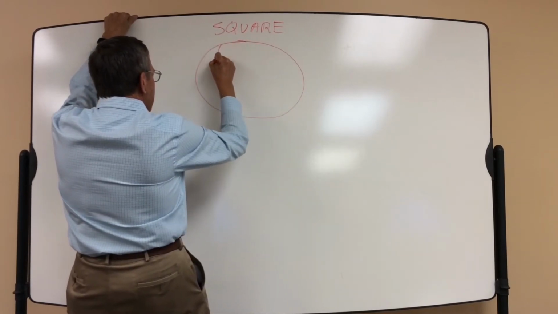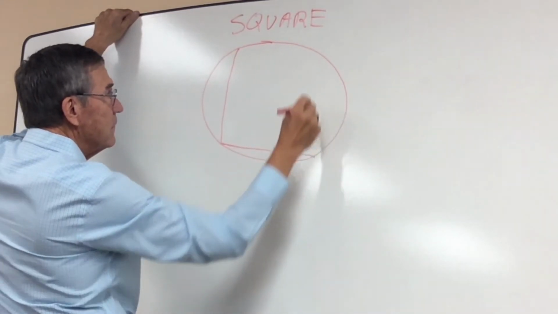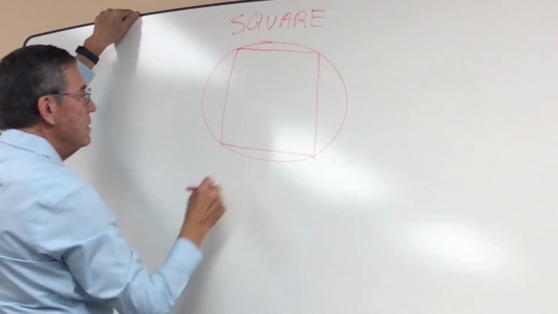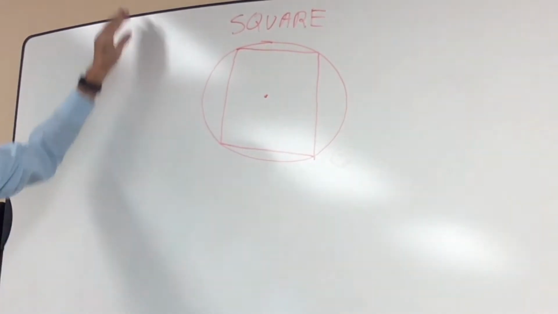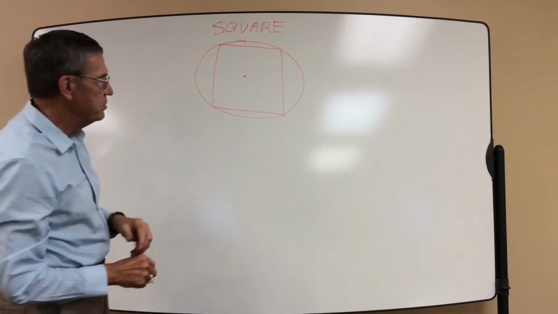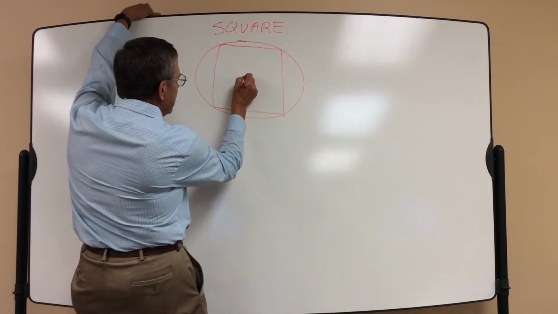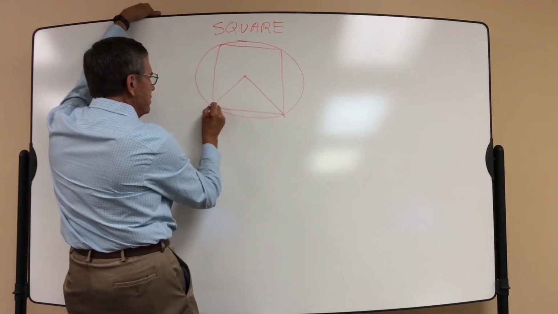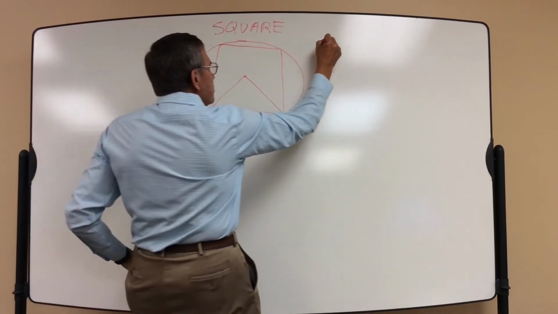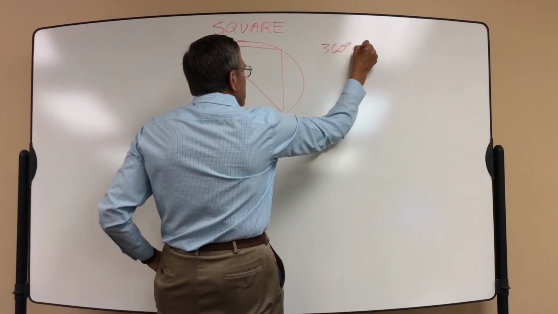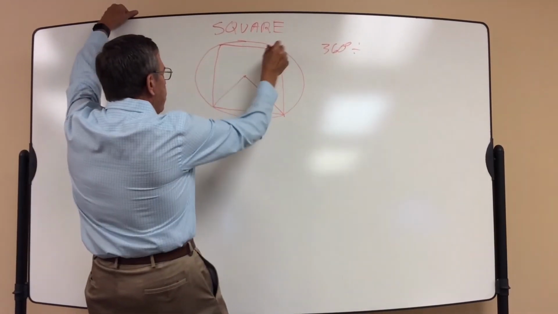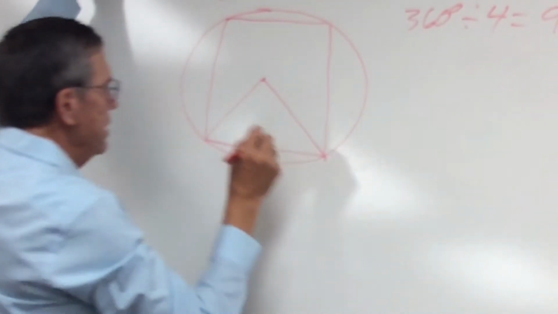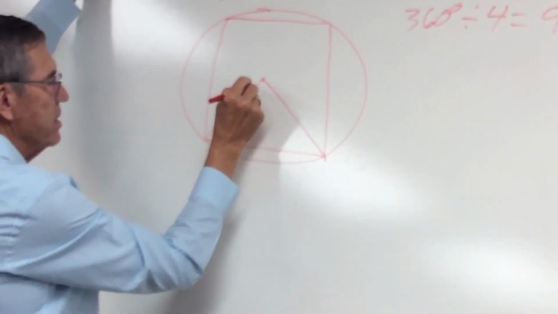Okay, so let's start with the circle. Let's draw a square. The center of the square will coincide with the center of the circle. Now let's draw 2 radii, one down to this vertex, one down to this vertex. Okay? Now, circle has 360 degrees. We're going to divide this in 4 quadrants. So we divide that by 4. So 90 degrees. This angle right here is going to be 90 degrees.